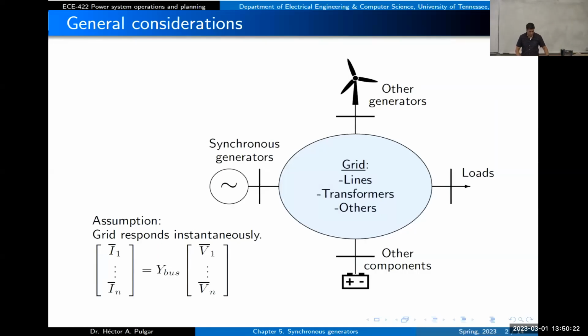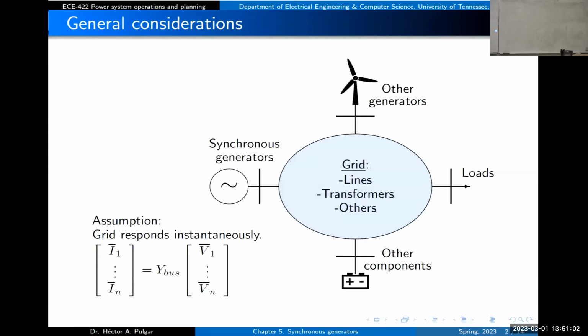Okay, so last class we were talking about the grid representation and what we're going to understand for grid. And I mentioned that the dynamics that we're going to study in this course are mainly related to the components that are connected to the grid. The grid is going to respond instantaneously, given a set of current injections at the different buses. The grid will respond instantaneously and voltages at the different buses will emerge immediately.